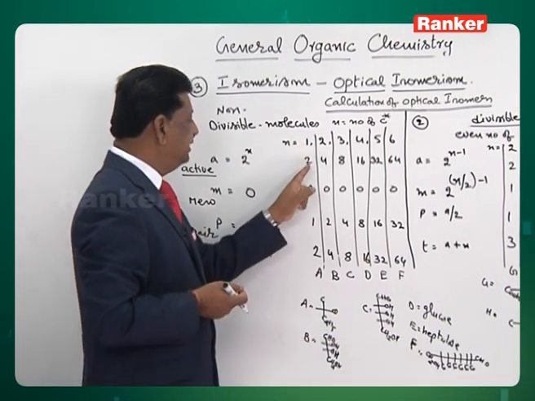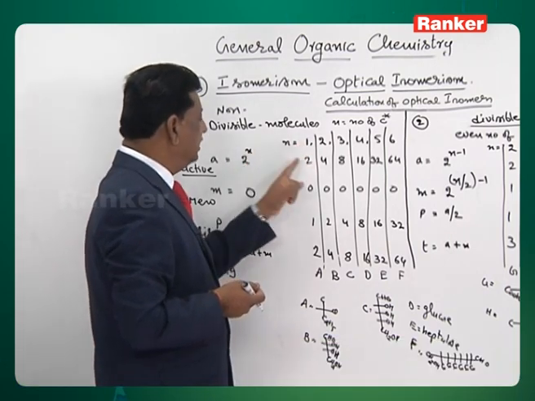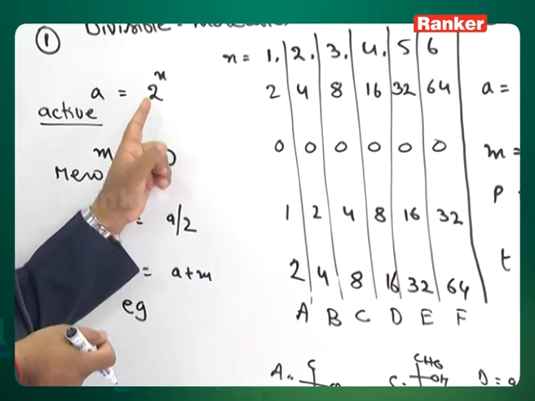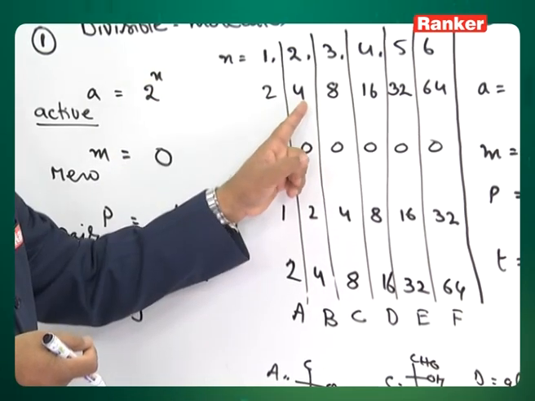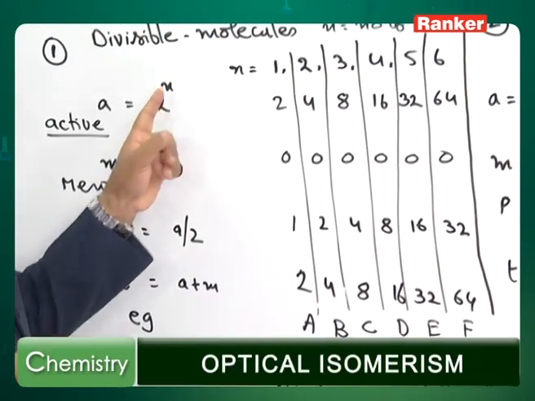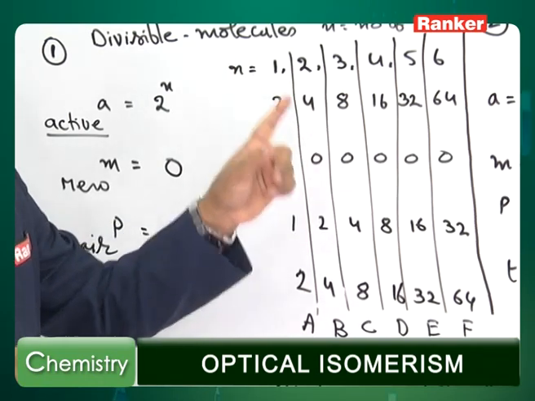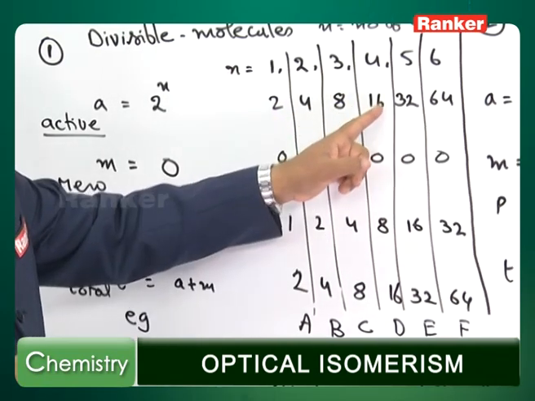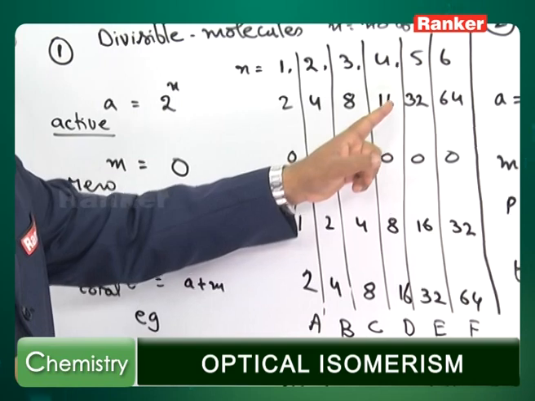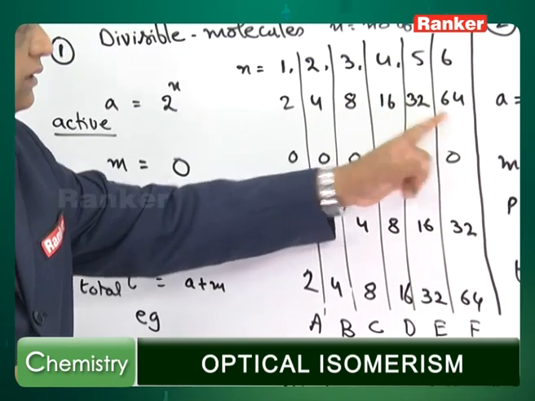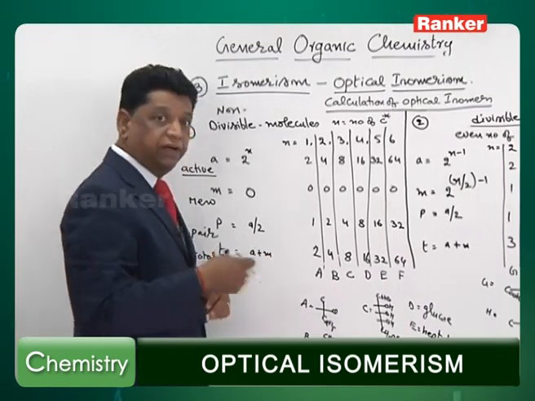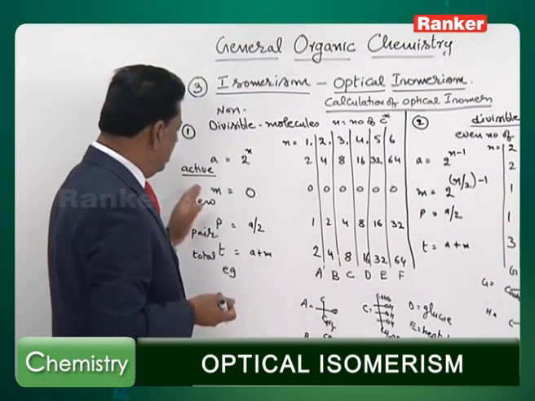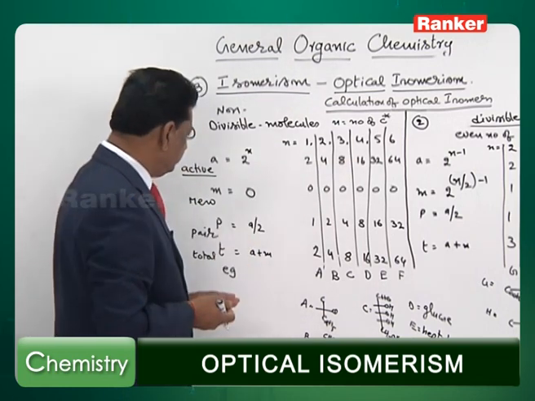If one chiral center, 2 to the power of 1, that is 2 isomers. 2 chiral centers, 2 to the power of 2, that is 4. 3 chiral centers, 2 to the power of 3, that is 2 into 2 into 2, that is 8. 4 chiral centers, 16, 5 chiral centers, 32, 6 chiral centers, 64. Every time it will double. All meso compounds will be 0.